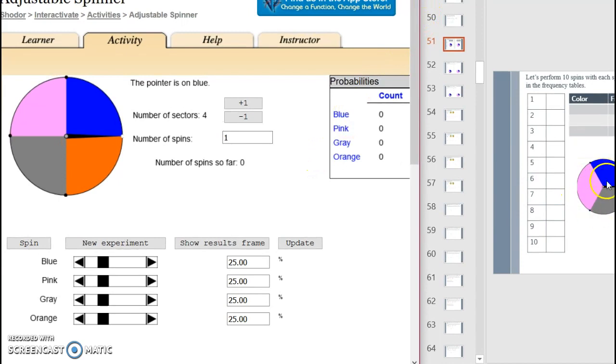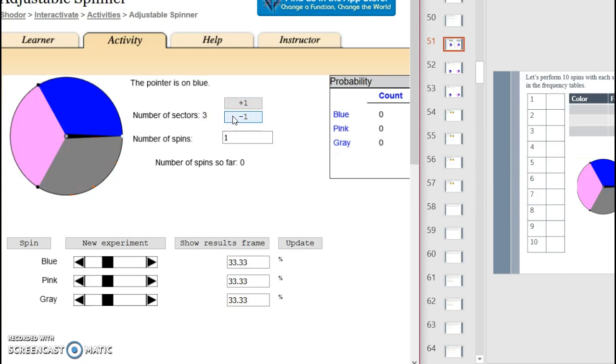Our particular one over here has only 3, so I'm going to subtract the number of sectors so that it looks similar to mine. And we're going to spin it 10 times. So I can click spin, and the first one is blue. So I'm going to put B for blue. And then I'm going to spin again. And the second one was gray. Notice it's keeping track for us over here. And we ended up with gray again.